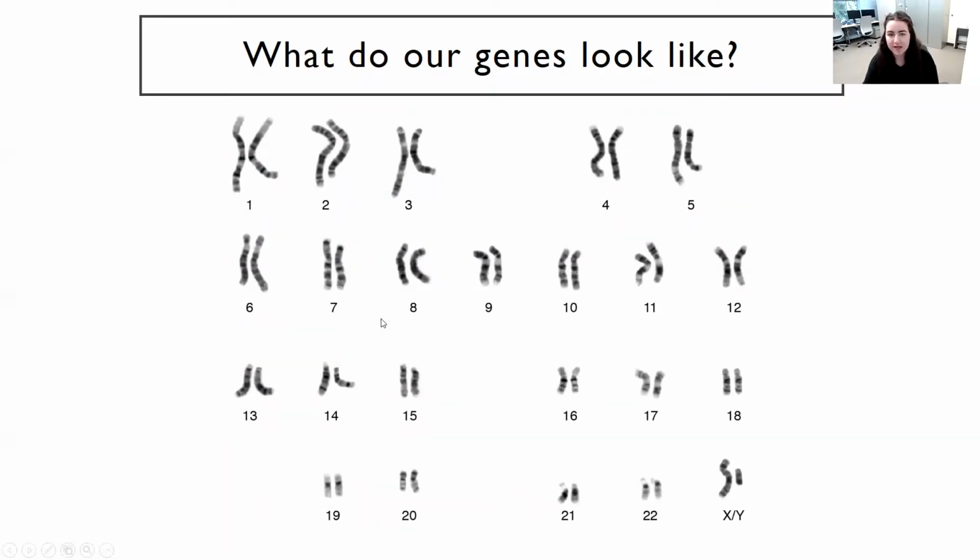And for everybody, all of the first 22 pairs are the same, except for these last two. These are what we call the sex chromosomes. So you might have heard of X and Y chromosomes. This is what determines a person's sex. So this individual here, they have one X chromosome, that's this long one, and then one Y chromosome here. So this person is a male.